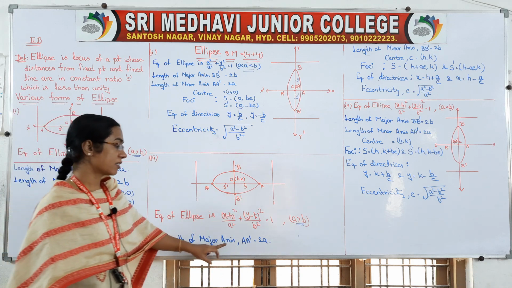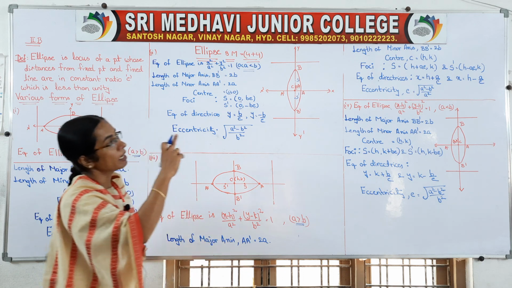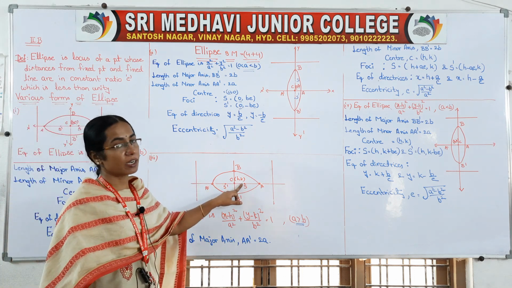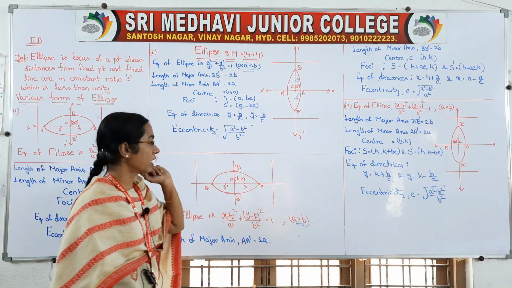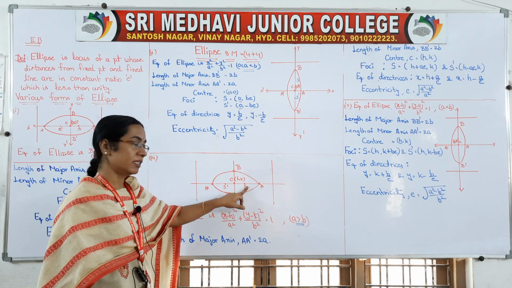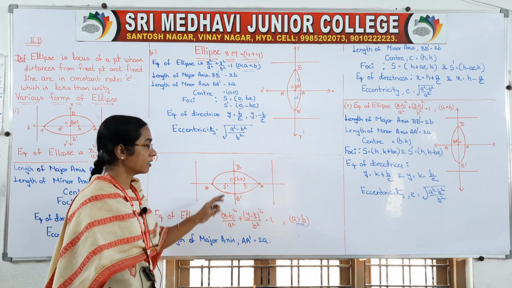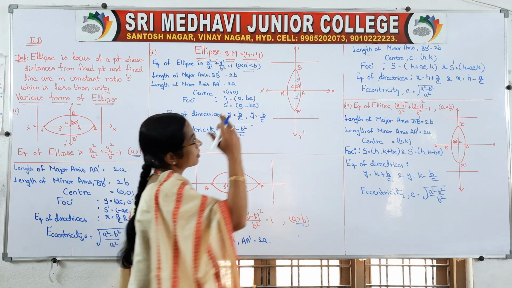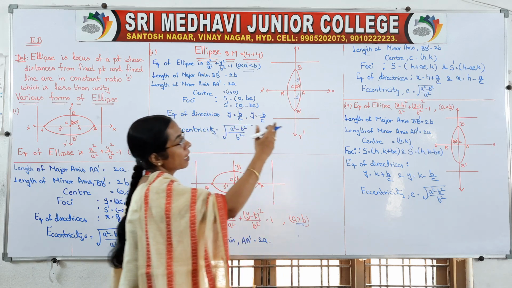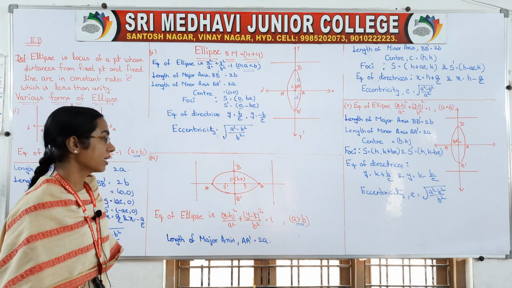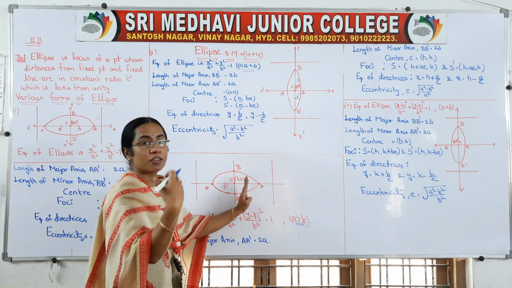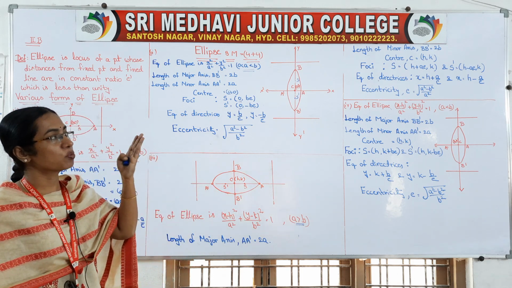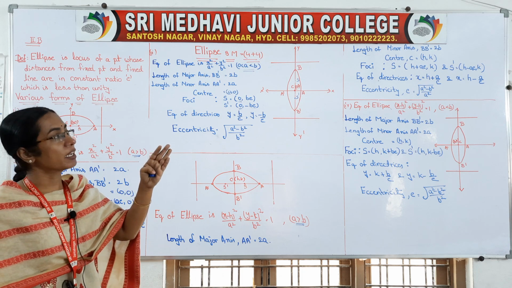So length of major axis A dash is equal to 2a and length of minor axis B dash is equal to 2b. Center is (h, k), not origin. Then one focus is on the right side and one focus is on the left side of our axis. That's why the foci are (h plus ae, k) and (h minus ae, k). On the right side it increases, on the left side it decreases, giving lesser values.